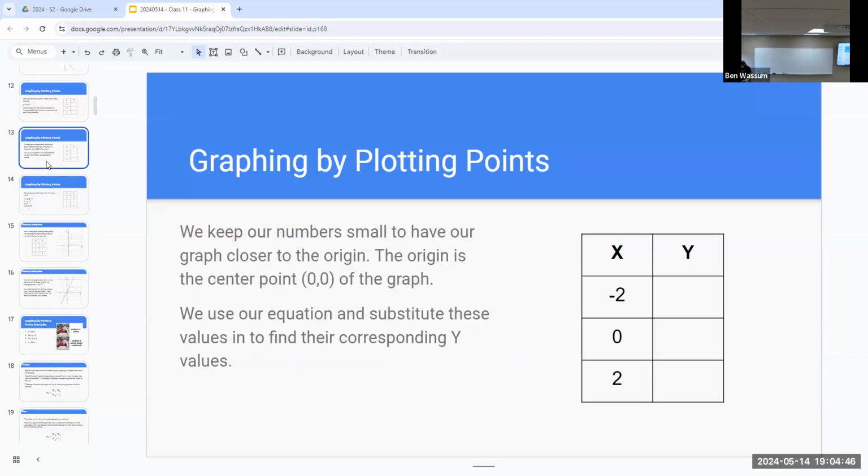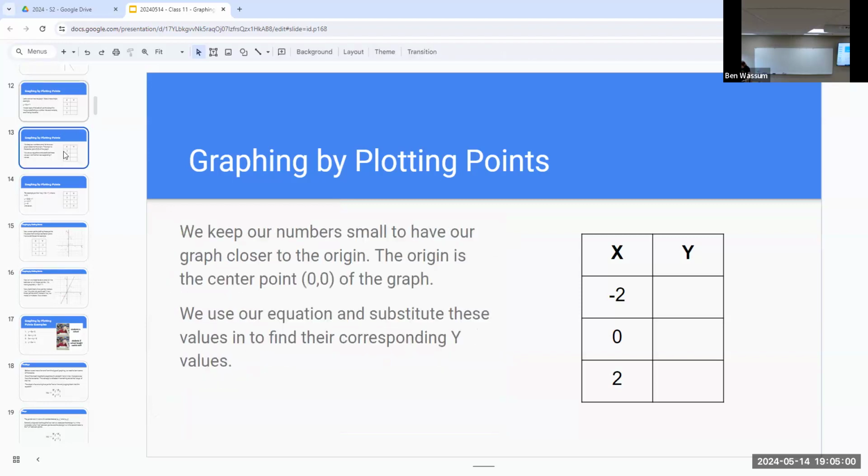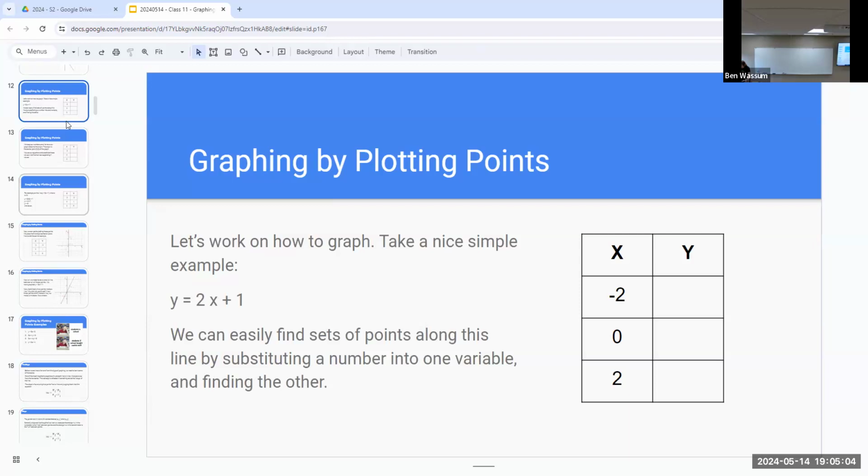So for every single one of these, we are going to take our equation and substitute those x values into our equation to find the y values. I actually don't know why I have this slide. I totally could combine those, whatever.